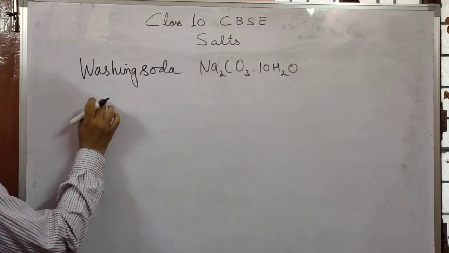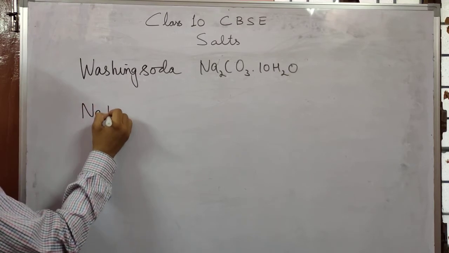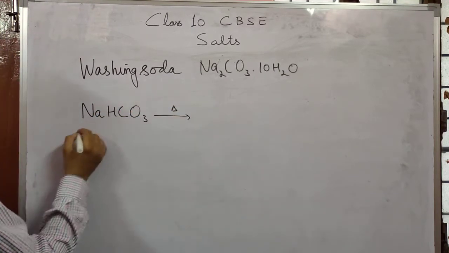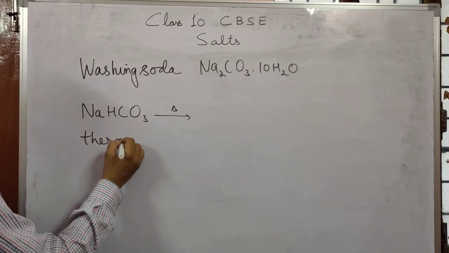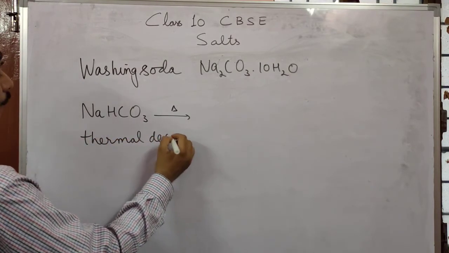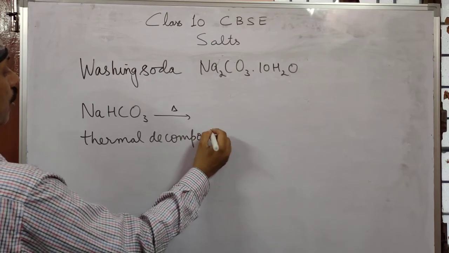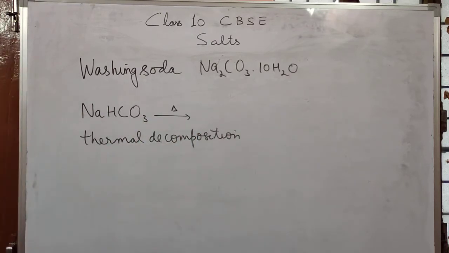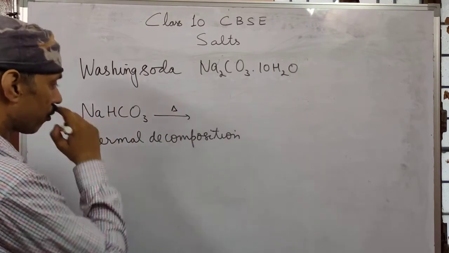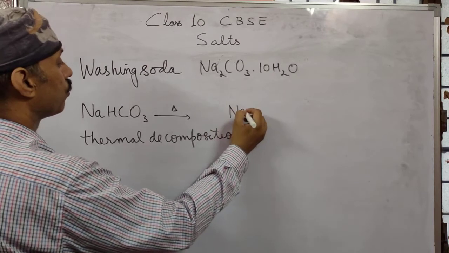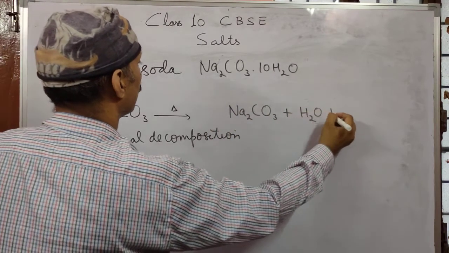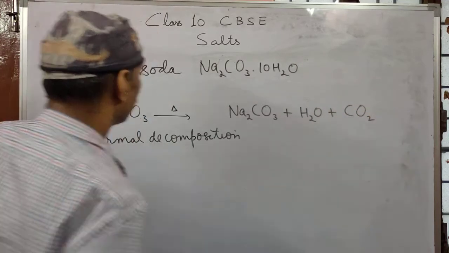Fine. For this salt preparation, you take NaHCO3 and heat it strongly. This is known as thermal decomposition. Decomposition means breaking of a salt into small components on heating strongly. This triangle means a strong heating. So it gives you Na2CO3 plus H2O plus CO2.